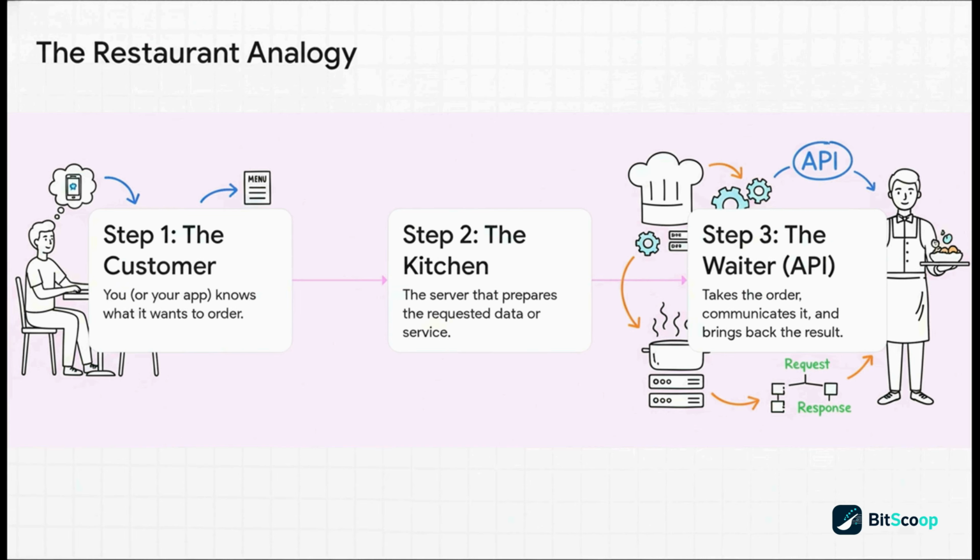But here's the key. You don't just walk into the kitchen and start making your own food, right? Of course not. You talk to the waiter. And that waiter, that's the API. The waiter takes your specific request, goes to the kitchen, and brings back exactly what you ordered. It's that critical middleman that makes the whole thing work.